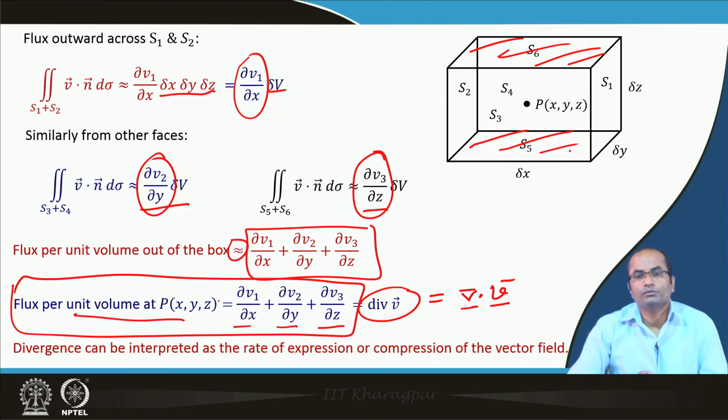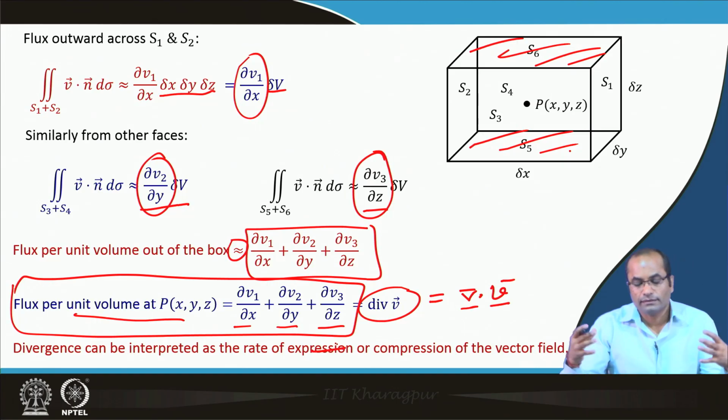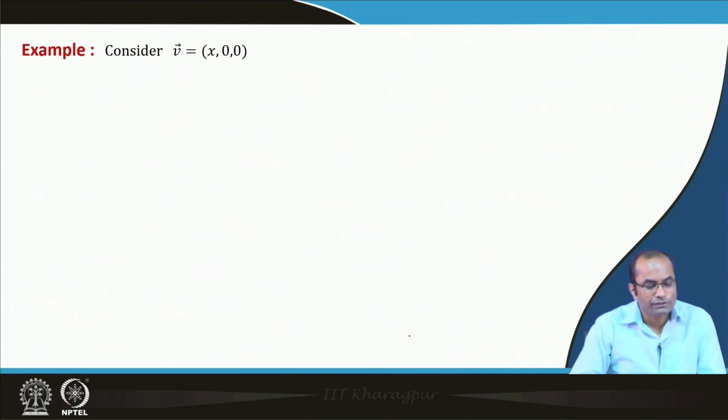If it comes out positive, that means at that point the tendency of the vector field is for expansion. On the other hand, if this comes out to be a negative number, then there is a tendency of compression at this point for a given vector field. This situation will be much clearer when we consider some examples.